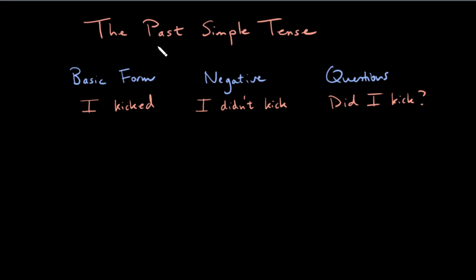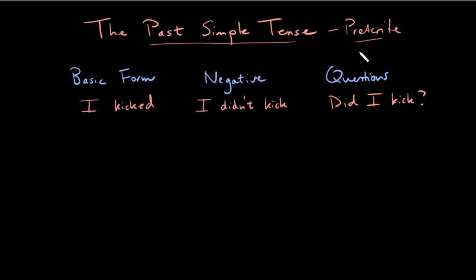Let's take a closer look at the past simple tense as we use it in English. Another word for this also is the preterite, so just watch out for that. And the preterite, or the past simple tense, refers to an action in the past that usually has taken place at a fairly definite moment in time.